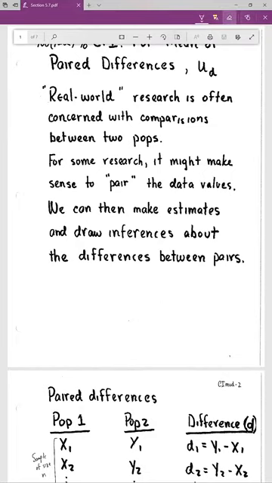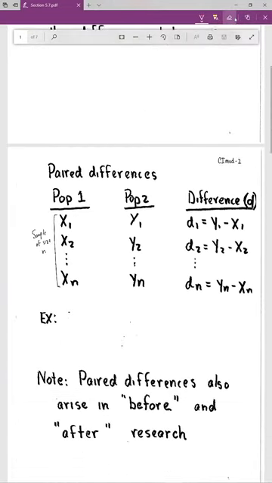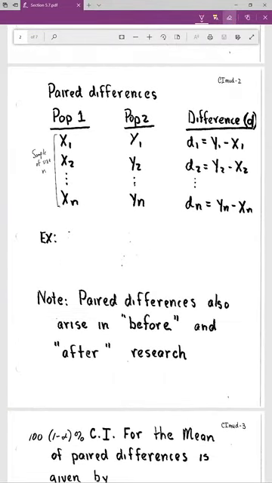So in real-world research, we often concern ourselves with comparisons between two populations. For some research, it might make sense to pair our data values. We can then make estimates and draw inferences about the differences between the pairs. So what this looks like is we may have two separate populations of equal sample size, and we compare them with their differences. And by differences, we do mean to subtract. And so we would have x1 minus y1, x2 minus y2, which would form our new set of data of d1, d2, all the way to dn.